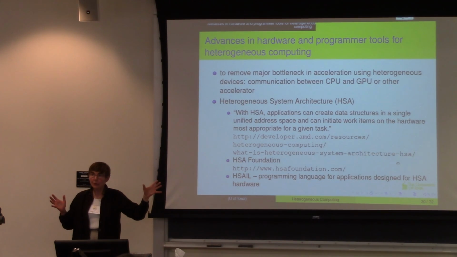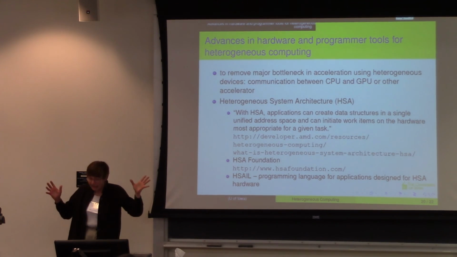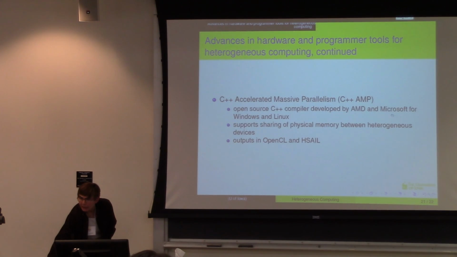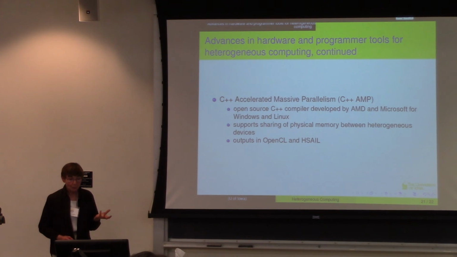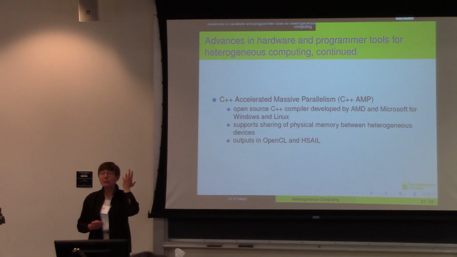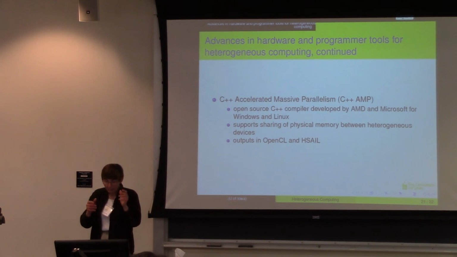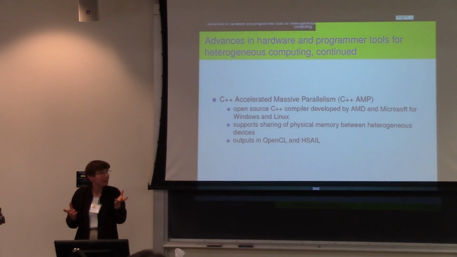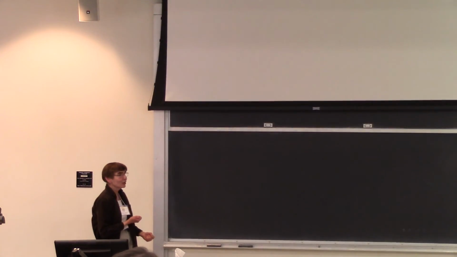Now, even if there's a new language, are programmers going to run to adopt it? No, not if it's not easy, and not if there aren't compilers. Well, look at this little fly-by-night organization here, Microsoft, who has developed a compiler, which runs on both Windows and Linux, which is specifically for code for these machines with shared memory. So it says here it supports the sharing of physical memory between heterogeneous devices.